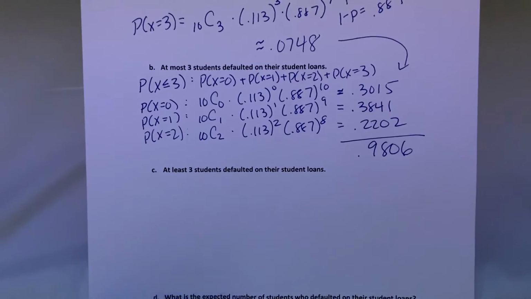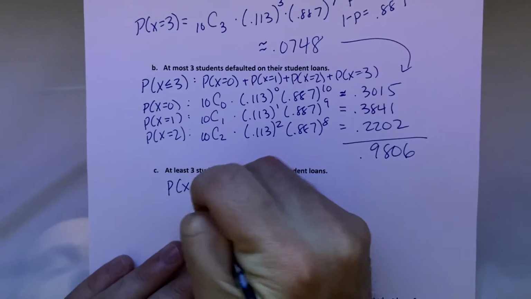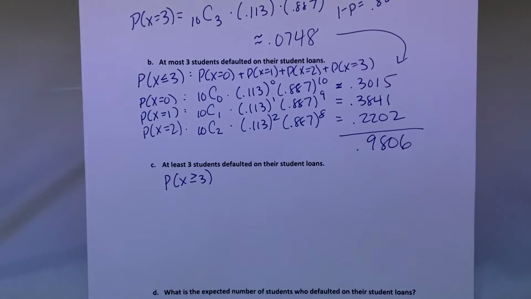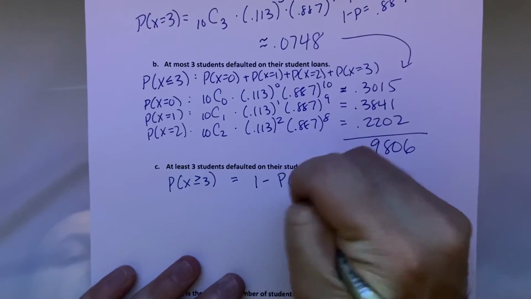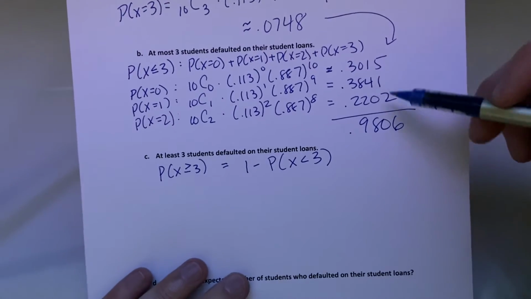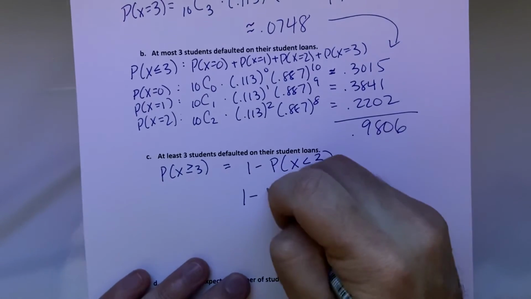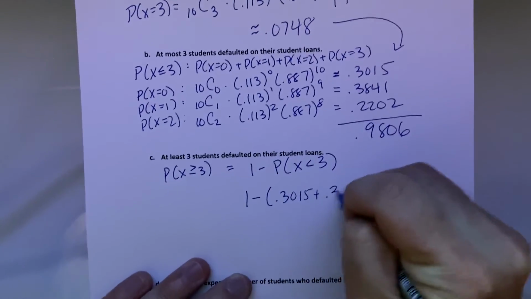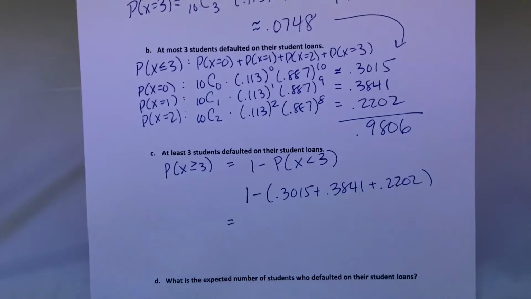Now, what are the chances that at least 3 students defaulted on their student loans? So it would be the probability that x is greater than or equal to 3, which looks like a lot, right? You have to do 3, 4, 5, 6, 7, 8, 9, and 10. But remember, the probability that x is greater than or equal to 3 is equal to 1 minus the probability that x is less than 3. That is, that x is just 0, 1, and 2. That'd be 1 minus the 3 numbers that we calculated on part B. So 1 minus 0.3015 plus 0.3841 plus 0.2202. These 3. It has to be at least 3. That means it can't be 0, 2, or 1.